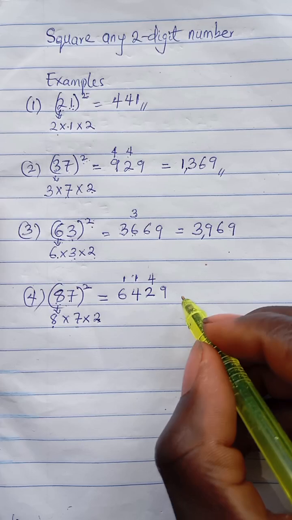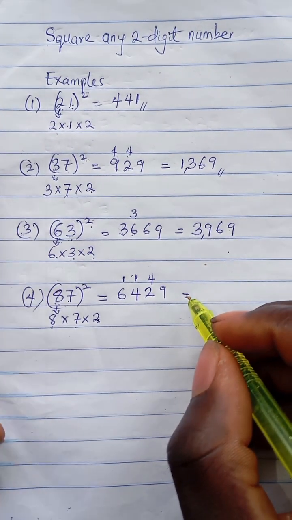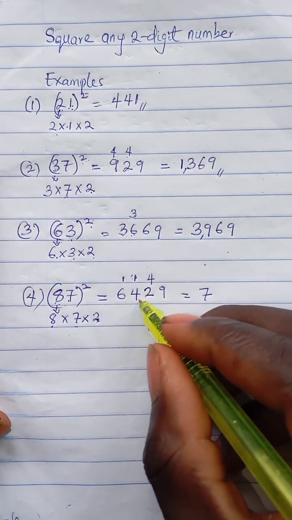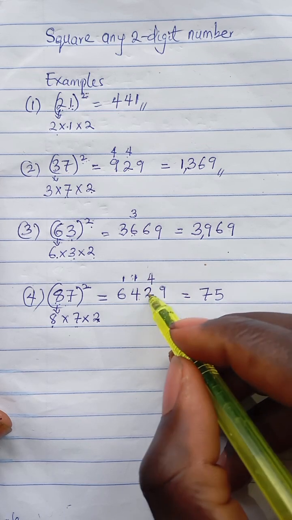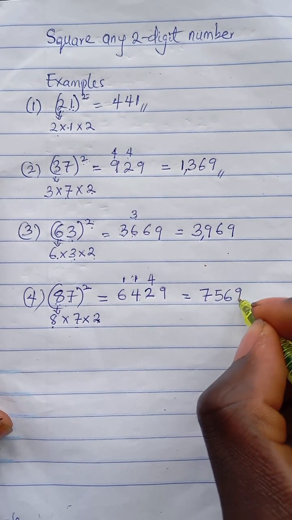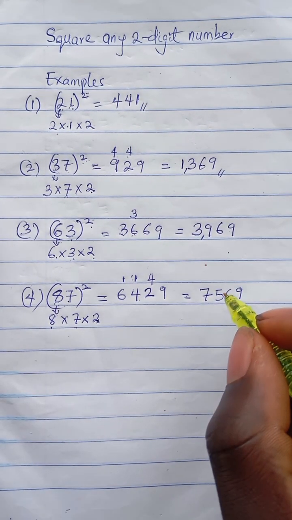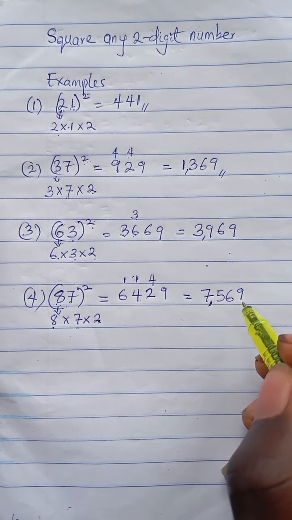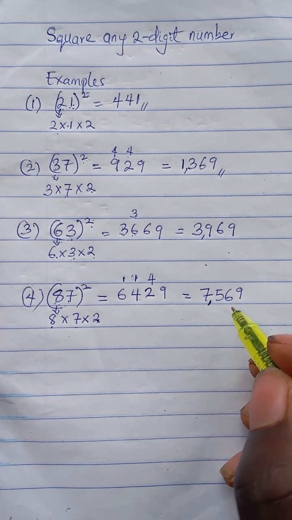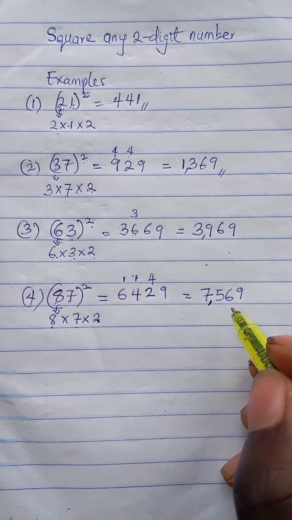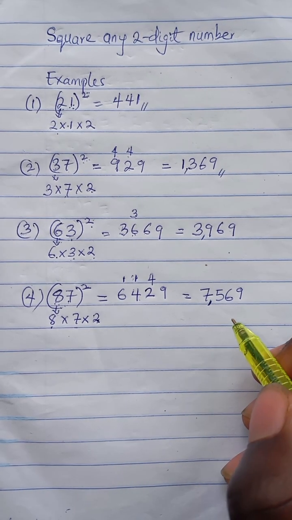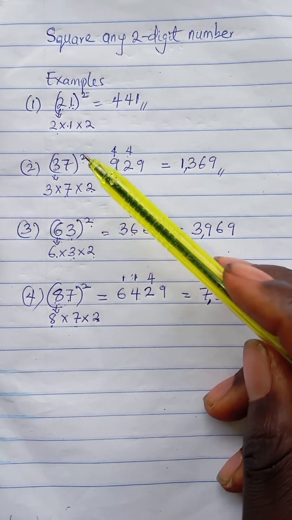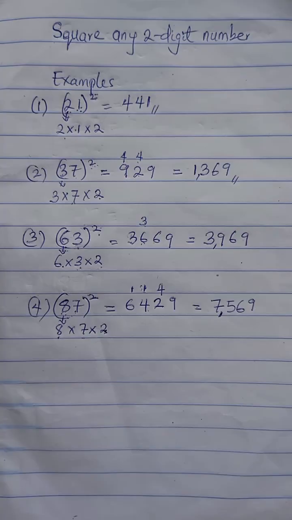So it's time to add everything we carried over. So 1 plus 6 is 7, 1 plus 4 is 5, 4 plus 2 is 6, and 9. So that's it. 87 squared gives us 7,569. Very simple and efficient. You don't need a calculator henceforth to calculate the square of 2-digit numbers.